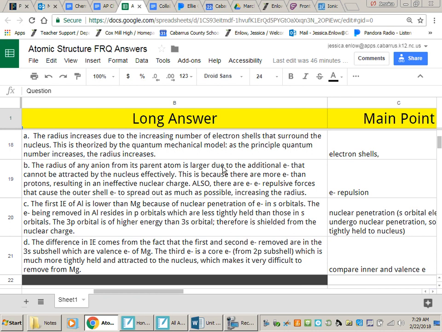Give me a keyword. Come here, your table, give me a keyword. Okay, hold on. Give me a keyword on this one. Maybe like why, when we go from group 2A to group 3A, is the ionization energy actually decreasing or lower?